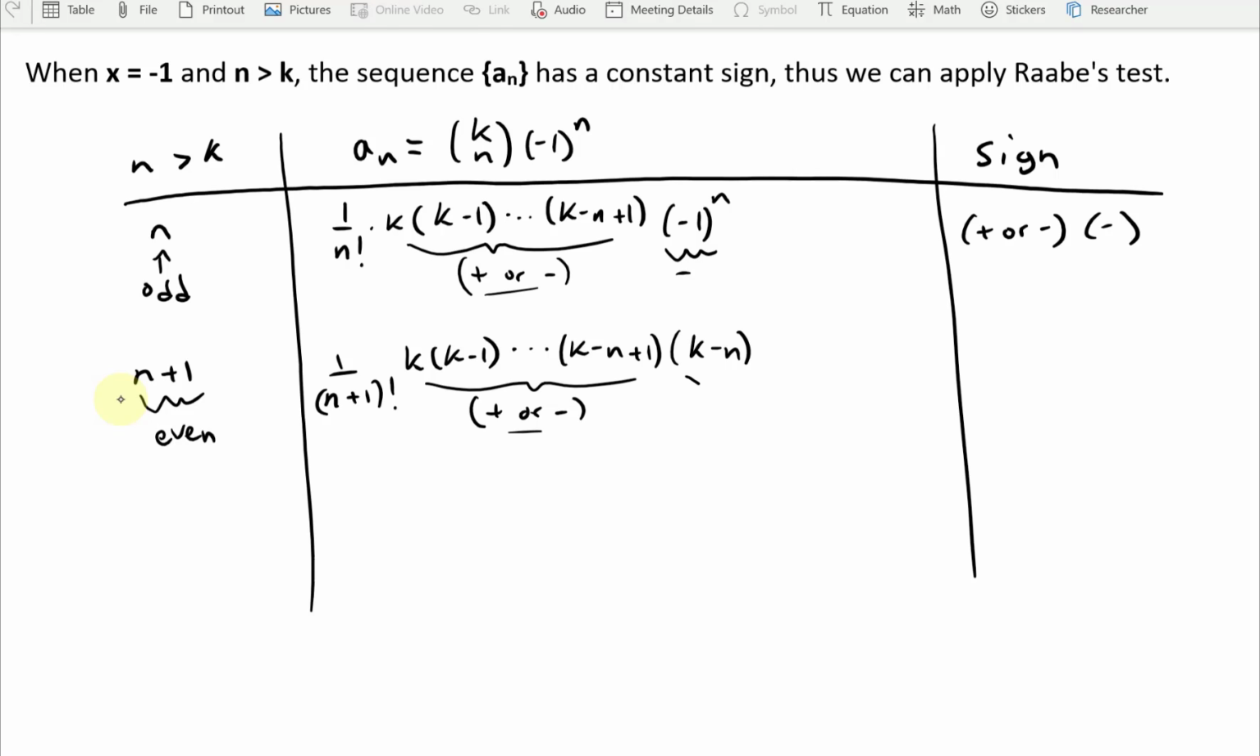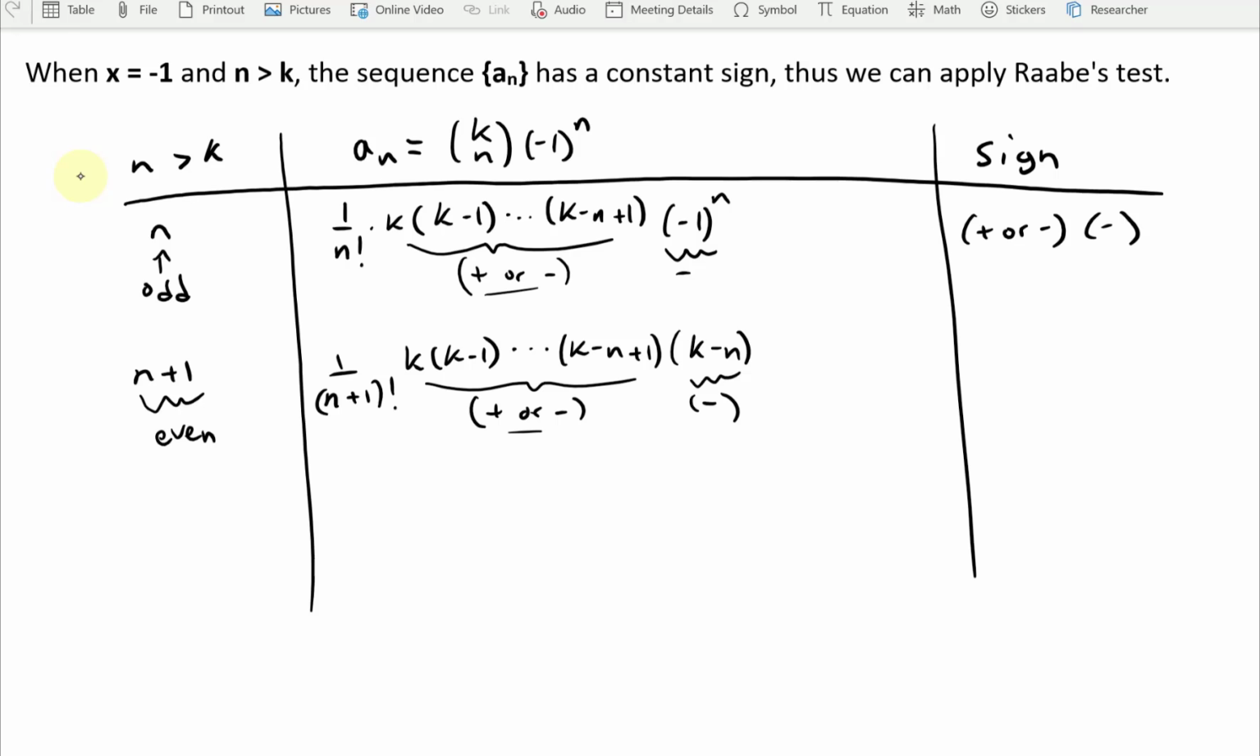Yeah, this is going to be negative, because n is greater than k. So you're going to go k minus a larger number, so it's going to be negative. Whatever k is, it doesn't matter what it is, it's going to be negative. So this will be negative. Let's put a negative sign like this.